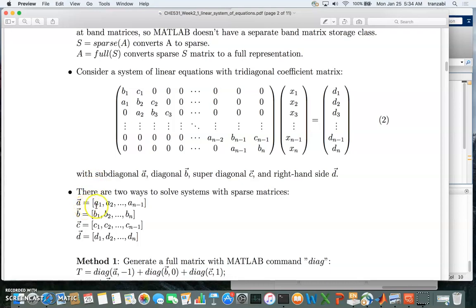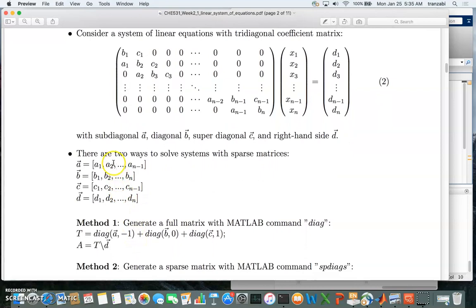Okay, so this A has A1, A2, A3, all the way to A(n-1). Similarly, I can have a vector B, which has only the elements on the diagonal, B1 to Bn, and similarly for the super diagonal C from C1 to C(n-1). All right. And on the right-hand side, we're going to have a vector, d1 to dn. Okay. So given that I have these 4 vectors, I'm going to construct this matrix in one line command.